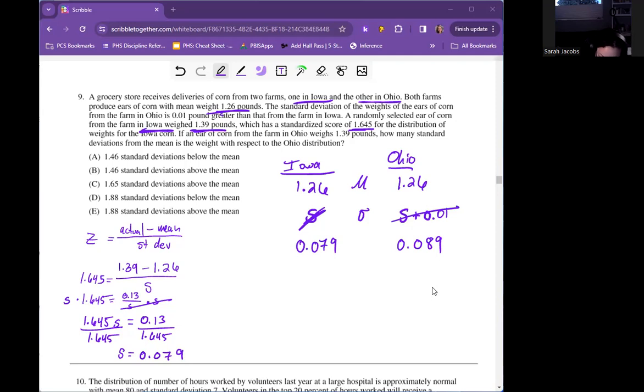So now I can actually answer my question. If an ear of corn from the farm in Ohio weighs 1.39 pounds, how many standard deviations from the mean is the weight with respect to the Ohio distribution? So that's just basically asking, what is the standardized score for that ear of corn? Well, let's find it. We had an ear of corn weighing 1.39 minus the mean, which is 1.26, all over a standard deviation of 0.089.